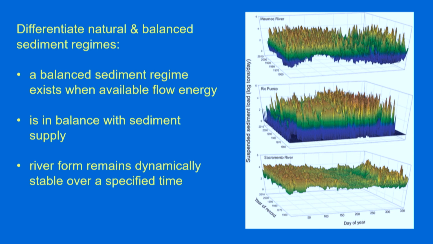And this essentially occurs when you have the available sediment being supplied, transported through the reach without net change over whatever you define as your time scale. So there's no net aggradation or erosion and incision. The transport capacity is in balance with the sediment supply, and hence the river is dynamically stable.